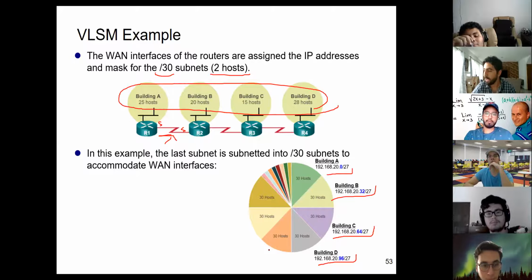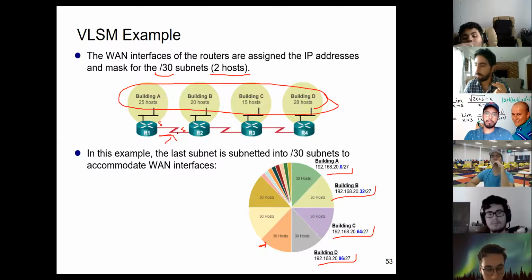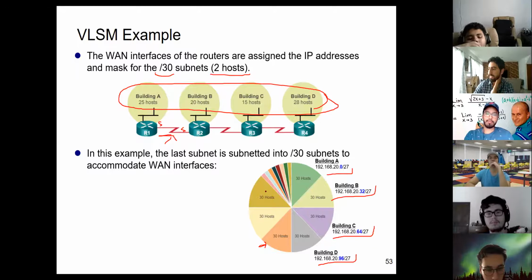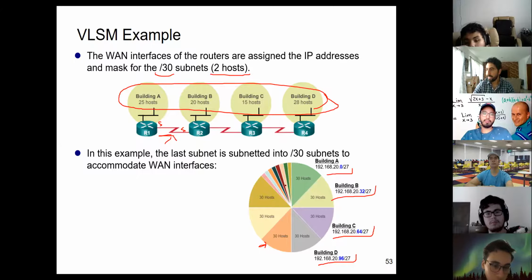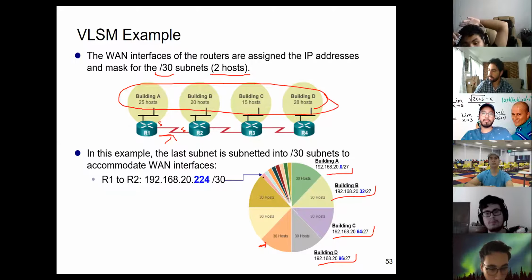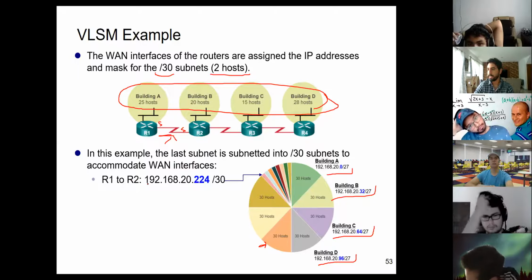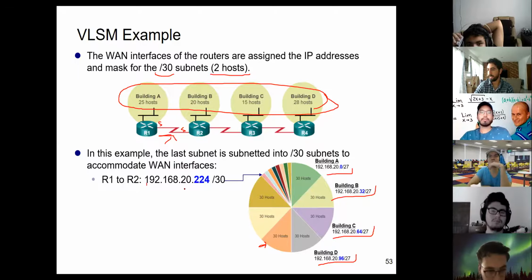So the idea now is don't assign all this big chunk of IP addresses to somewhere that you just need 2 IP addresses. Use 2 IP addresses. Instead of that, get one of these, let's say this one, and then divide it into a smaller number of subnets. Now you assign one of these small chunks to the connection between these 2 routers. For example, for R1 to R2, you get this IP address.